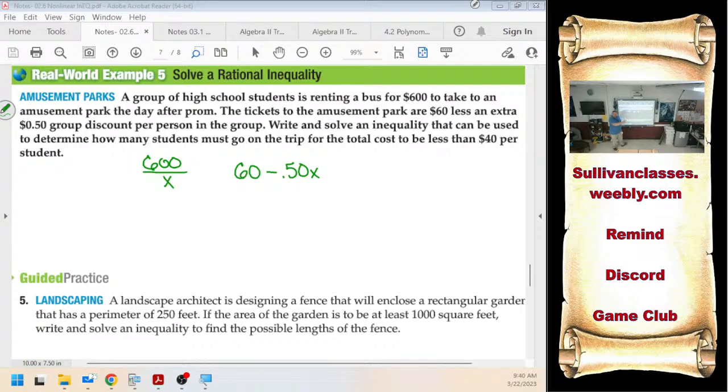What will I do with these to determine your cost? How about I add them together? Okay. So bus plus ticket. And it says how many students have to go, x, to have everyone's share less than $40. So I set less than $40. And then you're off to the races.